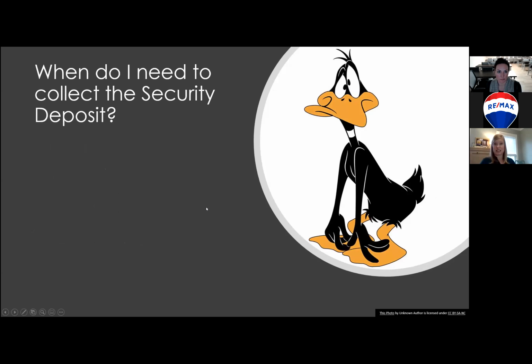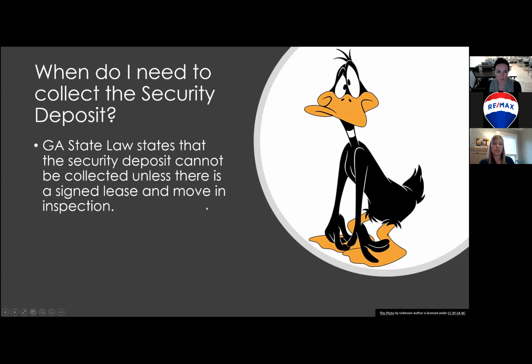When do I need to collect the security deposit? Georgia state law states that the security deposit cannot be collected unless there's a signed lease and a move-in inspection to go along with that. So several management companies or property managers will meet the resident at the property. They'll walk through the property with the tenant, and then they'll hand over the keys while they're collecting that security deposit. You cannot collect the security deposit before you have that inspection.